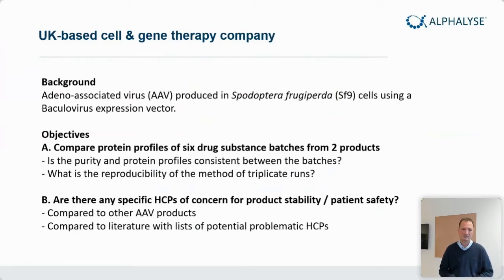And the second objective: are there any specific host cell proteins that can be potentially problematic or of concern for product stability or eventually for patient safety? So both compared to what Alphalyse has seen in other AAV products, but also what is known in the literature from classical biologics.